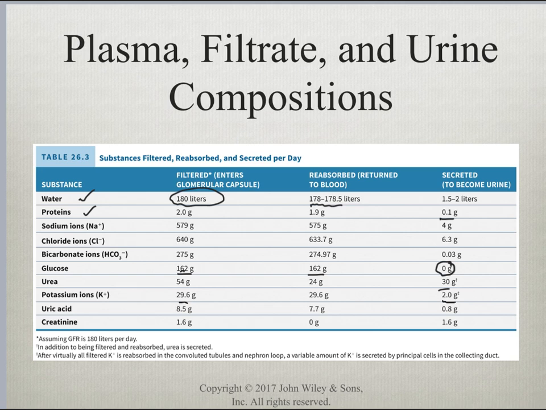Next is uric acid. 8.5 grams of uric acid, 7.7 is going to be returned to the blood, and 0.8 is going to be secreted.